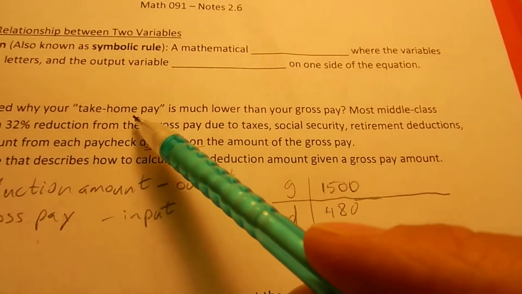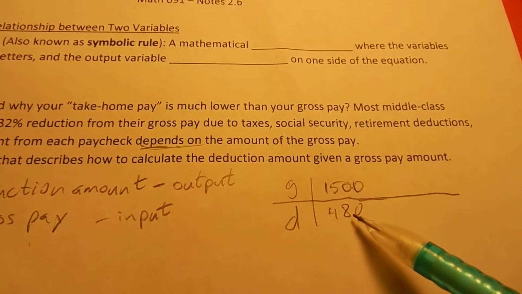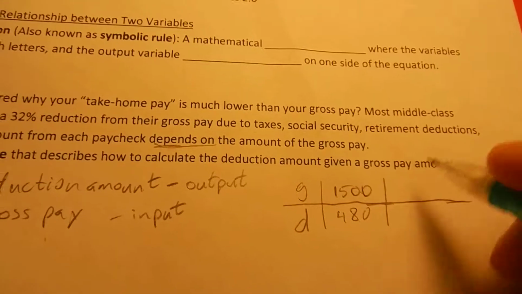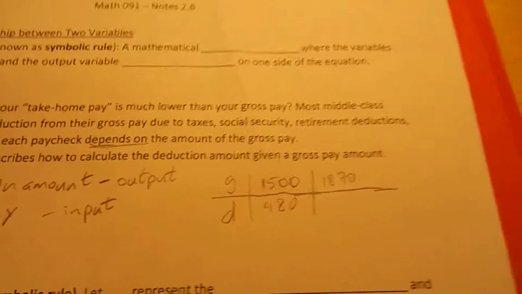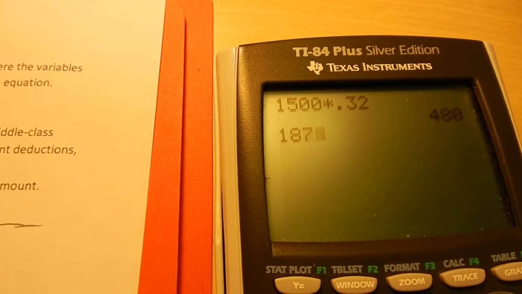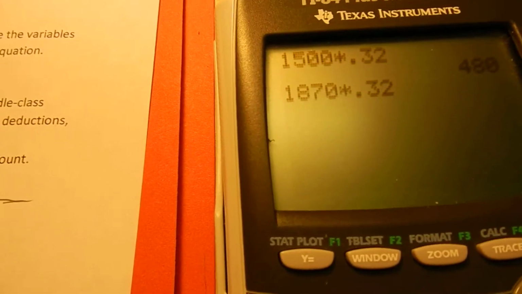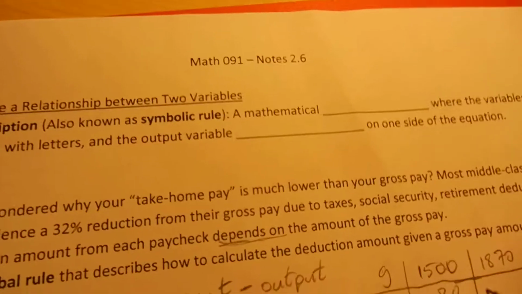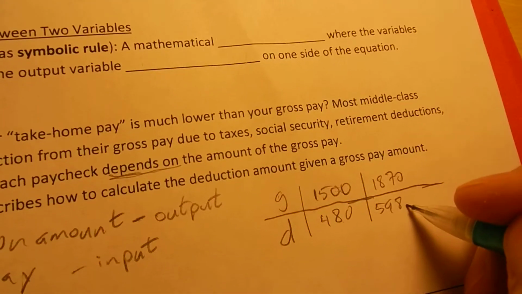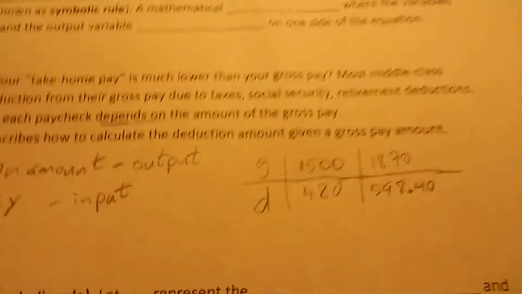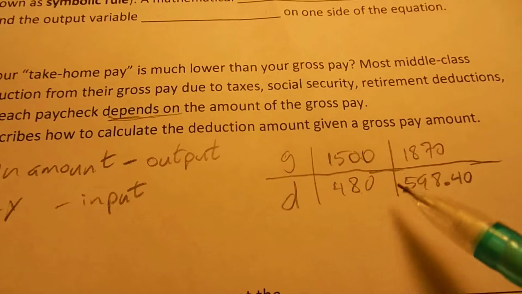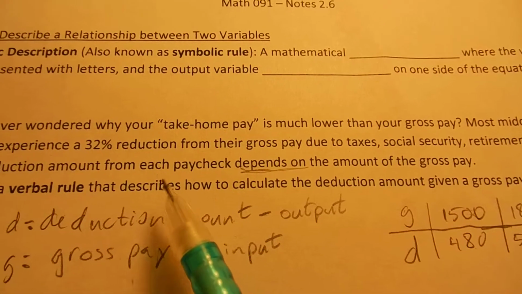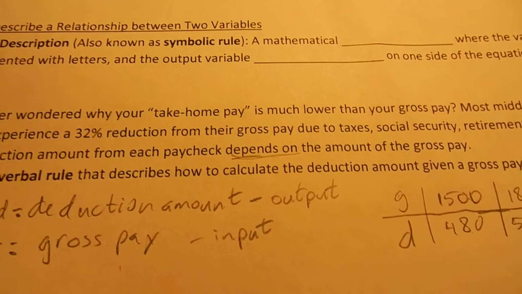Now the take-home pay is the third variable we're not interested in; it's the difference between those two. But just so you know, these are variables here. Let's say, I don't know, 1870 is the gross pay amount. So you would take 1870 and multiply it by 32%. And that right there is what's going to get taken out, 598.40. Again, you should probably verify this in your next paycheck and see if it actually is around 32%. So there's at least a couple of values to help us write a description of how to calculate the deduction amounts.